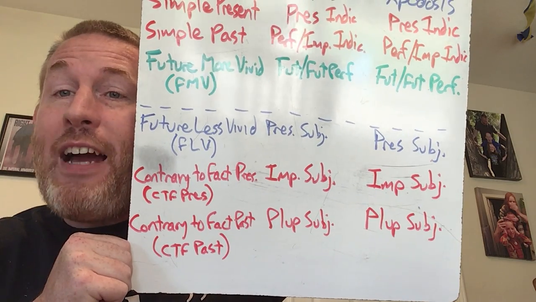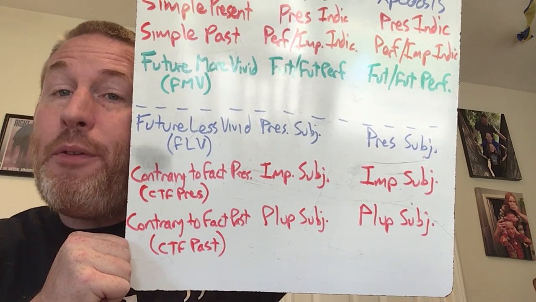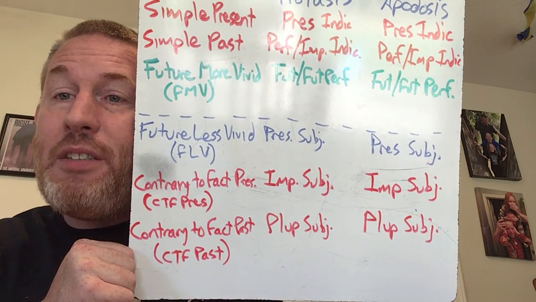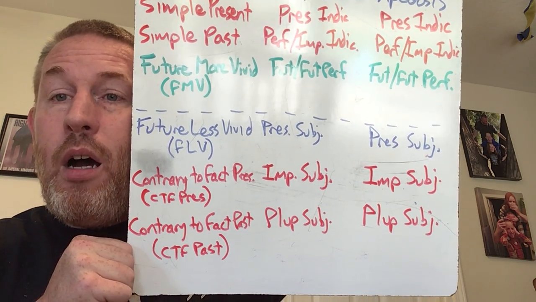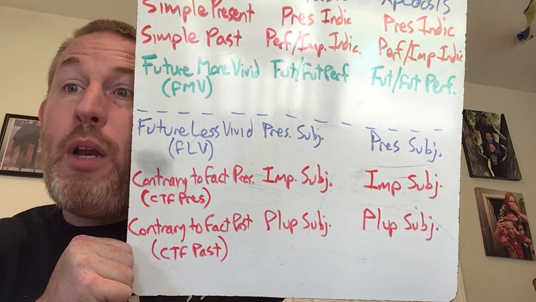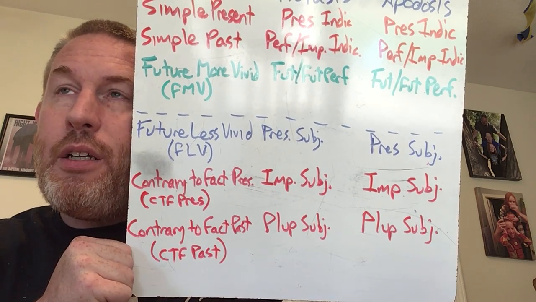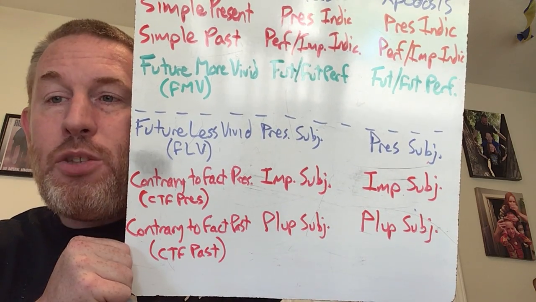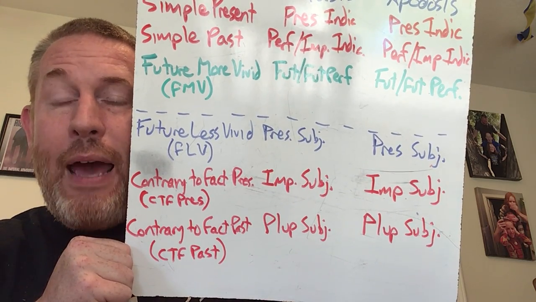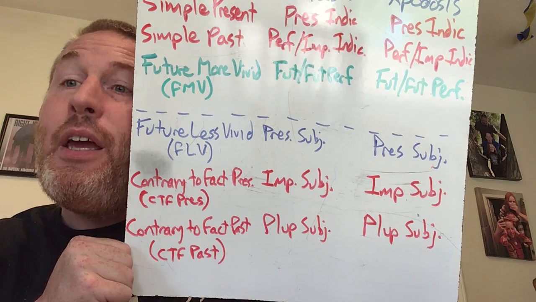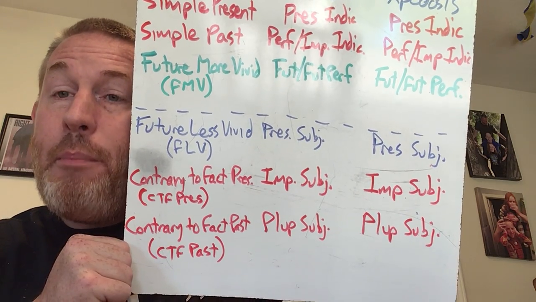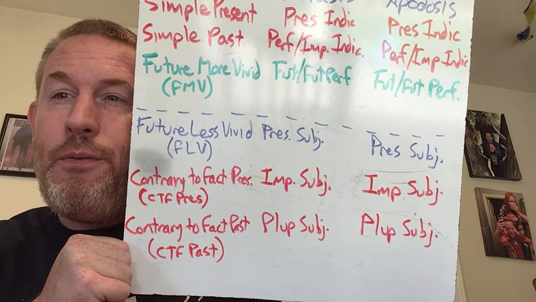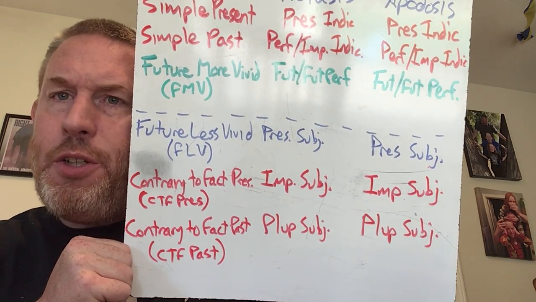The contrary to fact present will take the imperfect subjunctive in both the protasis and the apodosis. We abbreviate that as CTF present. And that is maybe 20% likely, like it's possible, but highly unlikely. And then the last one is the contrary to fact past. Contrary to fact past is grammatically possible, but it is not, in fact, factually possible. And I'll show you some examples.